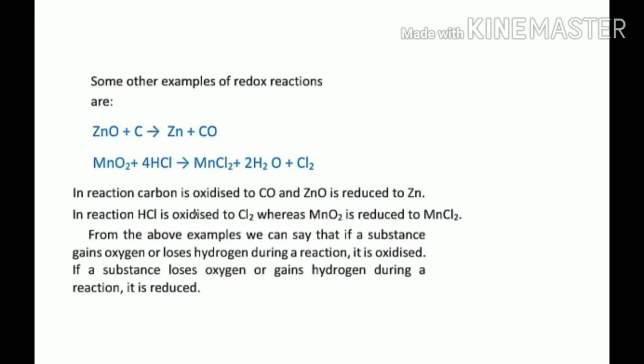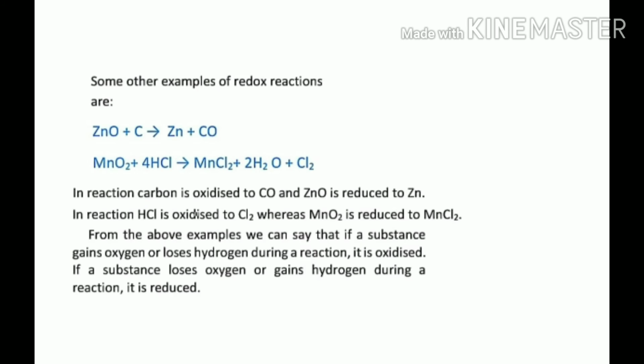Here you can see some more examples of redox reactions. In the above reactions, the carbon is oxidized to CO and ZnO is reduced to Zn. In the other reaction, HCl is oxidized to Cl2, whereas MnO2 is reduced to MnCl2.